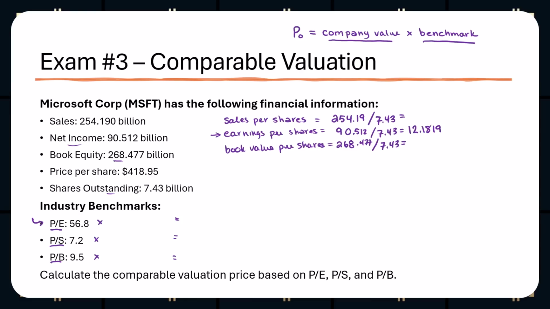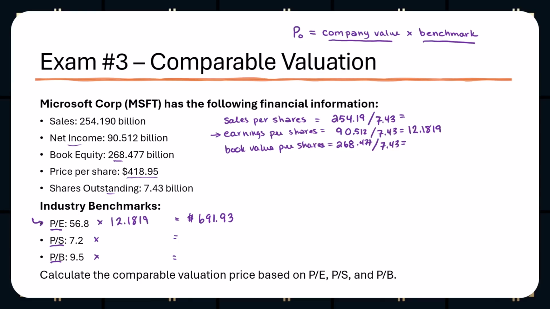So our EPS was $12.18. We took that and multiplied it by their respective industry benchmark PE of 56.8, and we found a price estimate of $691.93. Now, given that Microsoft is currently trading for $418, if you believed that this industry ratio is correct, we would say that they were undervalued and we would probably give a buy recommendation. However, I personally would not just do one particular comparable valuation to make my decision as to whether or not I should buy or sell a particular stock.